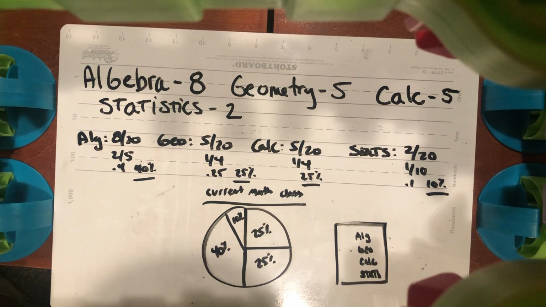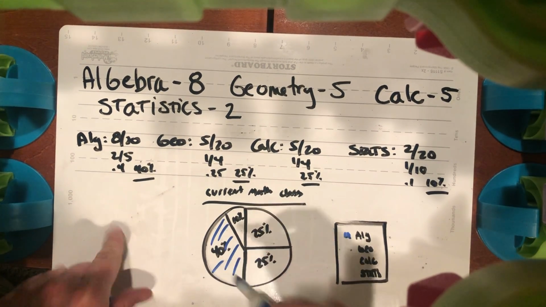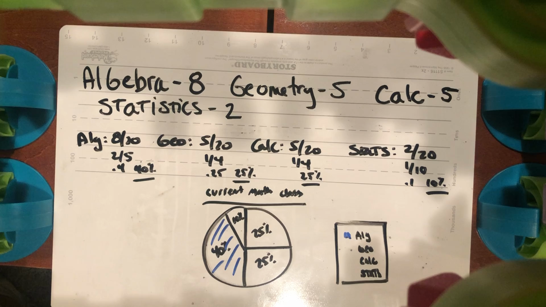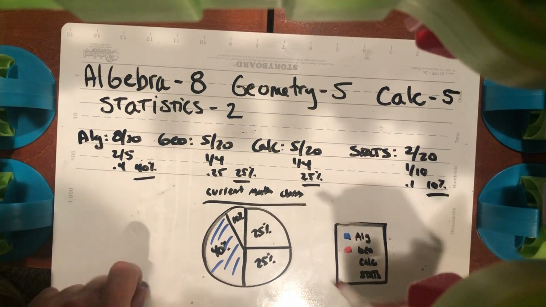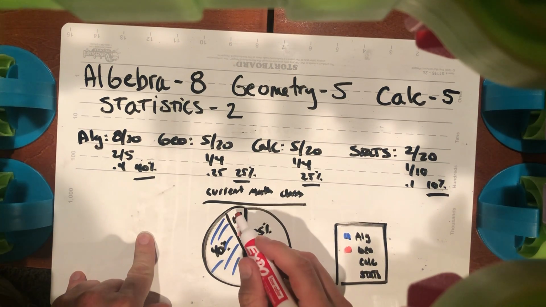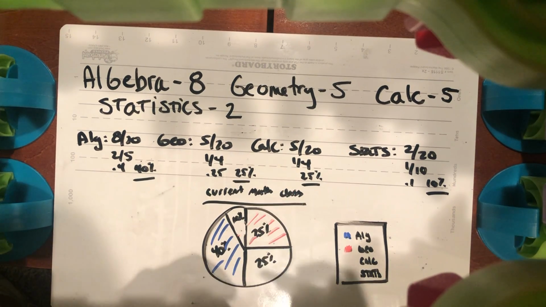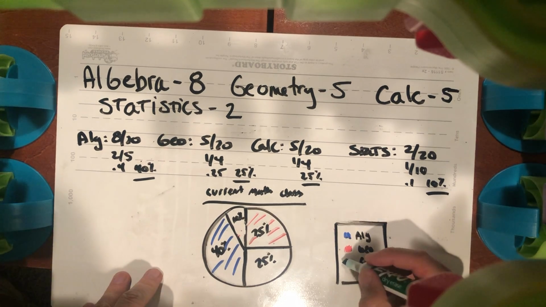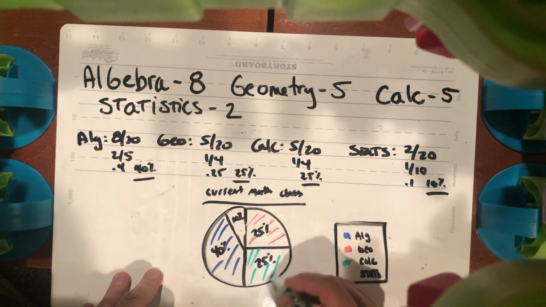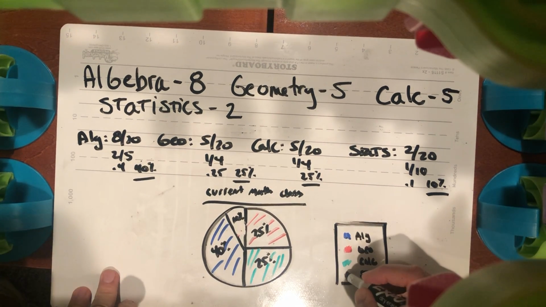And what we could do is we could use various colors to help us represent those. We could make, say, blue for algebra. We could do, say, red for geometry. Geometry was 25%. We could do, say, green for calculus. And finally, we could do, say, black for statistics.